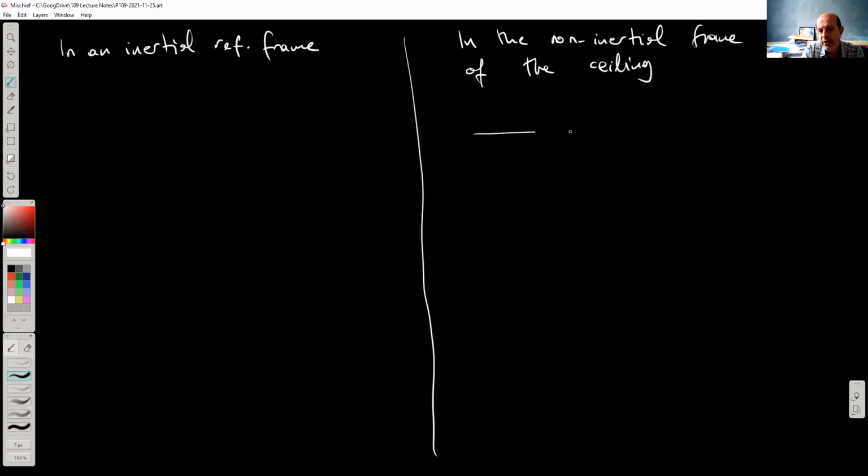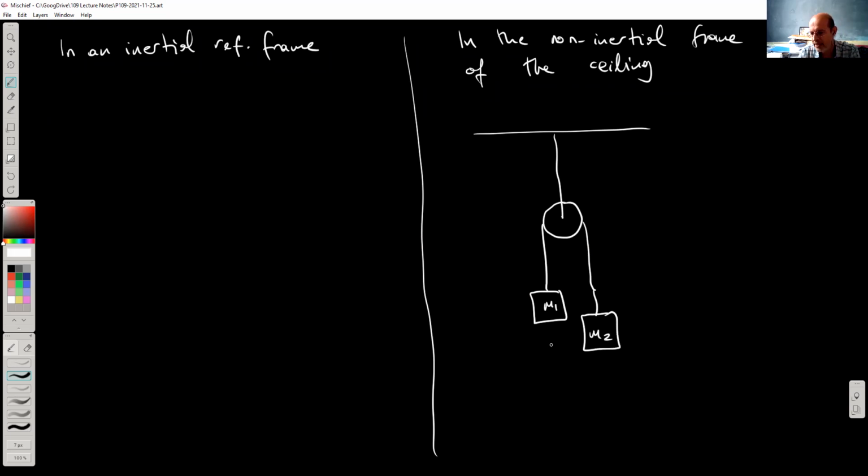Okay, so in this frame, well, that's an accelerated frame. In this frame, let me draw this. Okay, M1, M2. So masses are 2 kilograms and 3 kilograms, right? In this frame, the ceiling is at rest. And the pulley is at rest. Okay, in this frame, it looks like that.